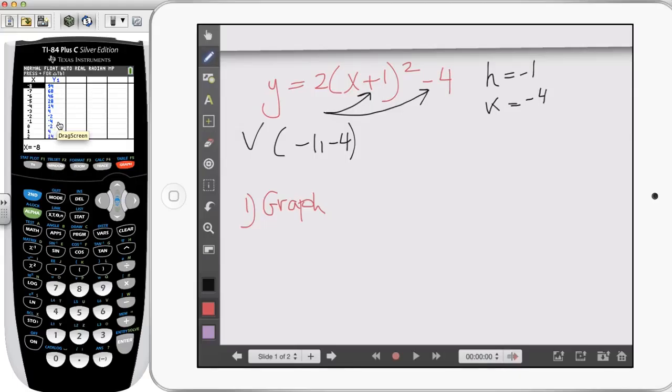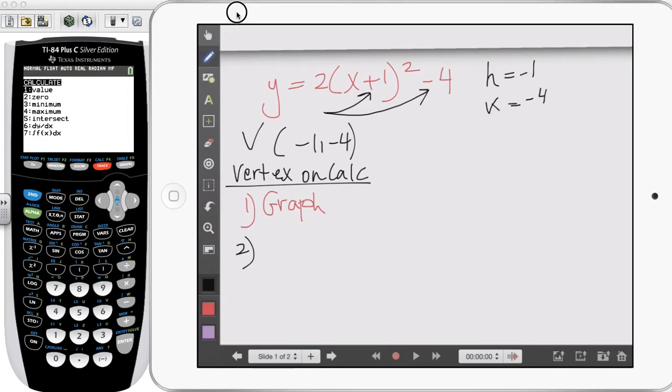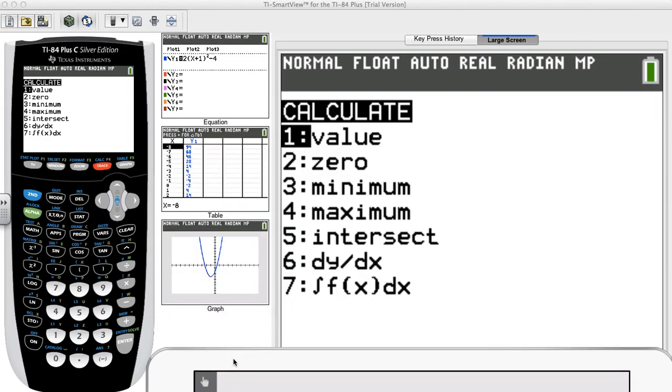Now, what if the vertex is not a pretty point? How are you able to find that on the calculator? So I'm going to assume that my vertex is not a pretty point. So what are the steps on the calculator if it's not a pretty point? Number 1 is to graph it. Number 2 is to go to second trace. Let me push this down a little bit so you are able to see that.